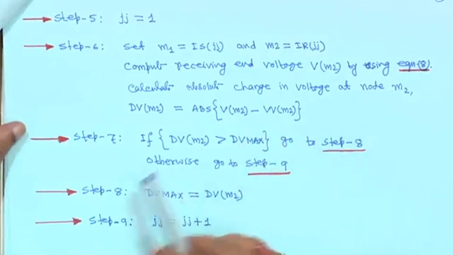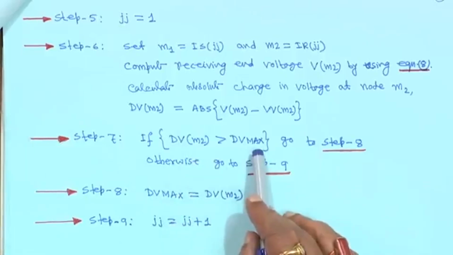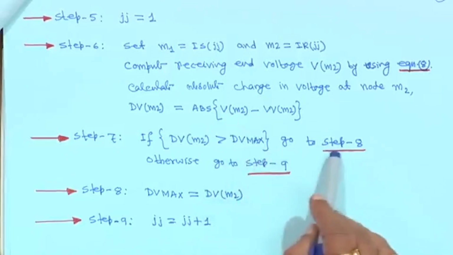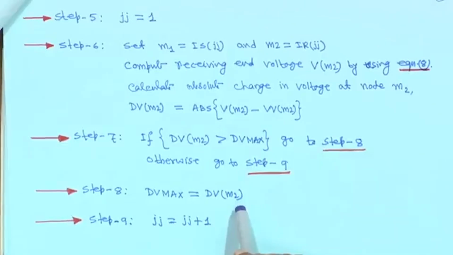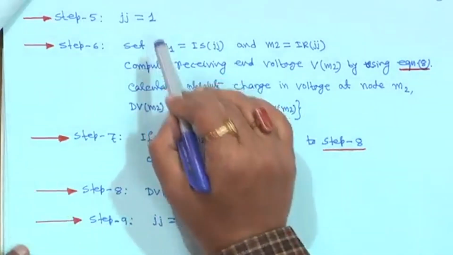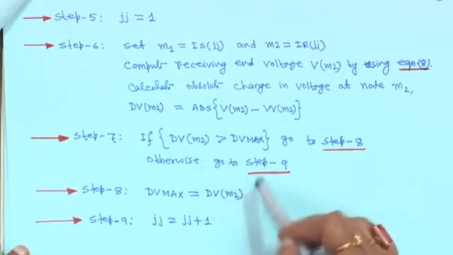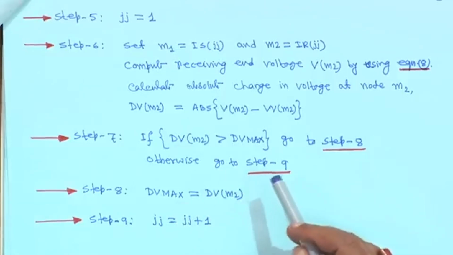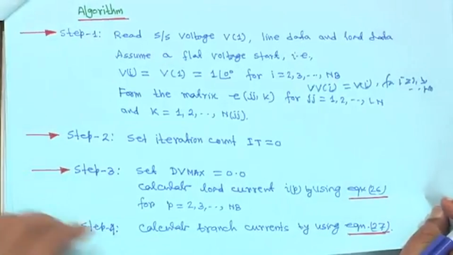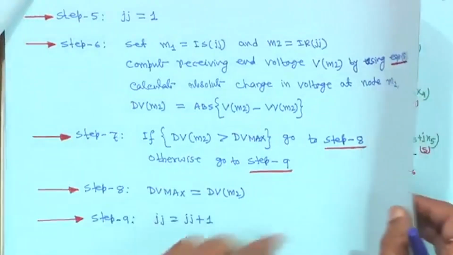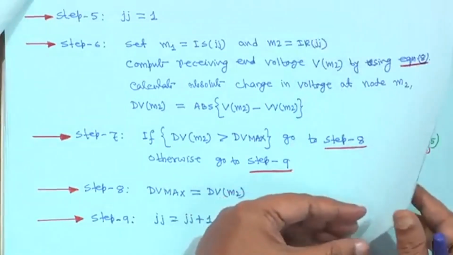Once this is done, now you check if dVm2 is greater than dVmax or not, because initially we have set dVmax to 0. If dVm2 is greater than dVmax, go to step 8, you put dVmax equal to dVm2. Otherwise, go to step 9, that is increment branch number jj is equal to jj plus 1, right. You are starting from jj equal to 1, you increment jj is equal to jj plus 1. Initially every time we are trying to find out what the dVmax value is, although the initial value of dVmax you can set to 0, we have set it to 0, right. And then increase jj is equal to jj plus 1, right.